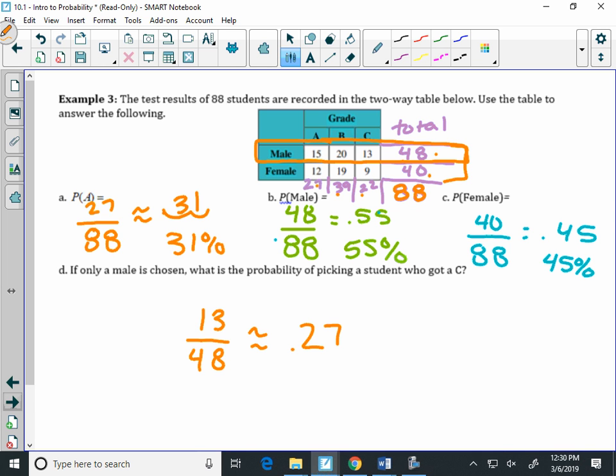Questions over that? Not too bad. Again, it's just the basics today. We'll get into more challenging stuff next week. Just the basics. Questions over that?